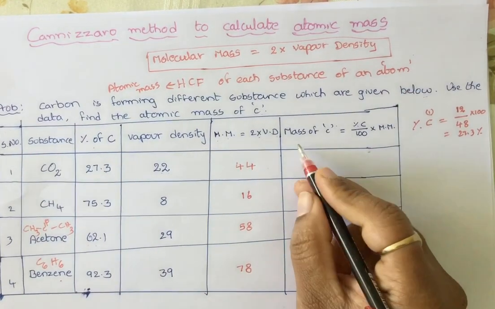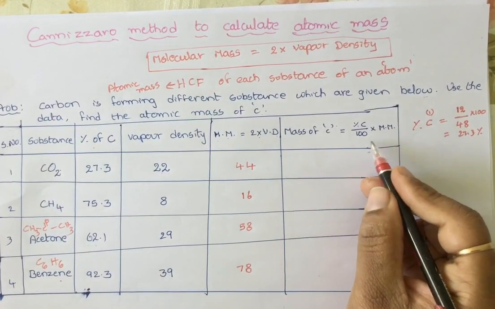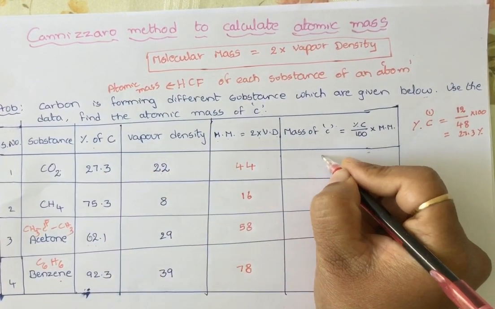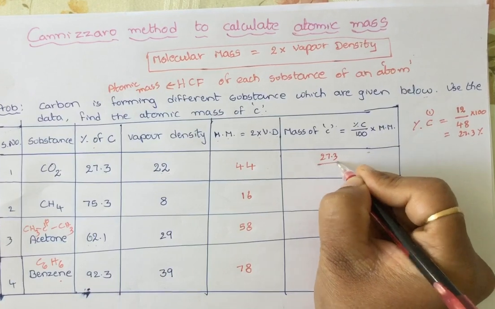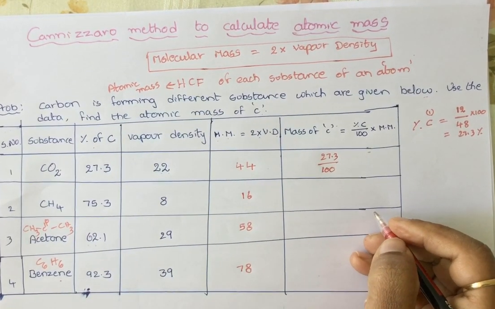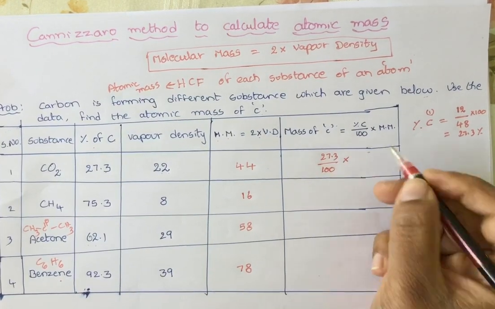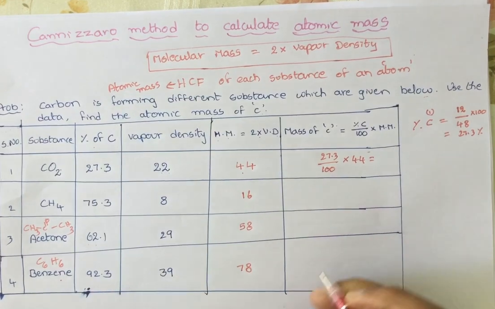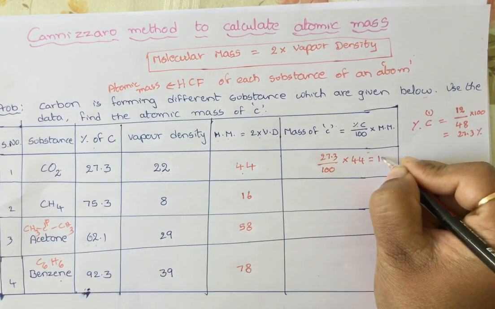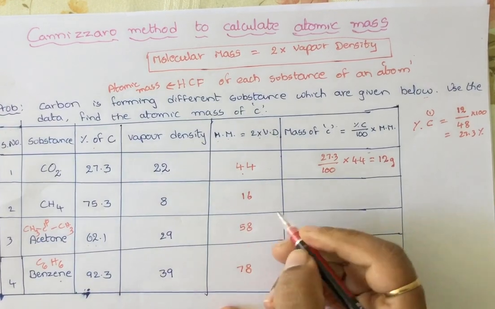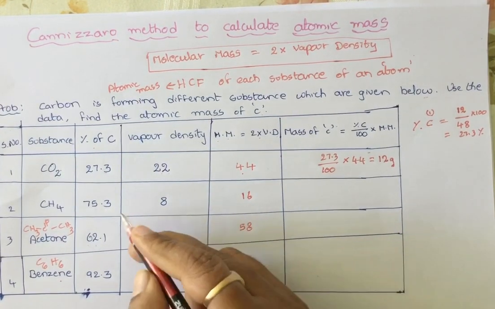What else do we have to do? We have to find the mass of carbon in each compound. How can I do this? Percentage of carbon, that is 27.3, divided by 100, because it is a percentage, to convert into mass, and multiplied by the molecular mass. We already got the molecular mass, 44. Just find it out. This will be in grams. Similarly you can do it for the others also.